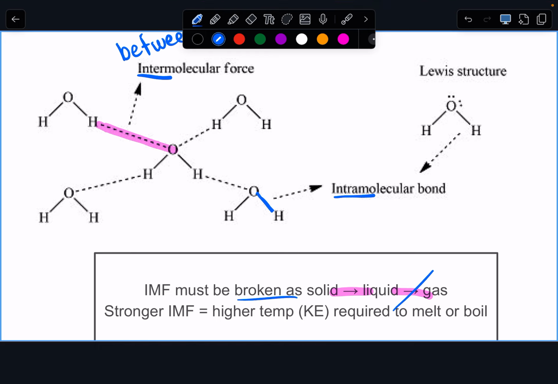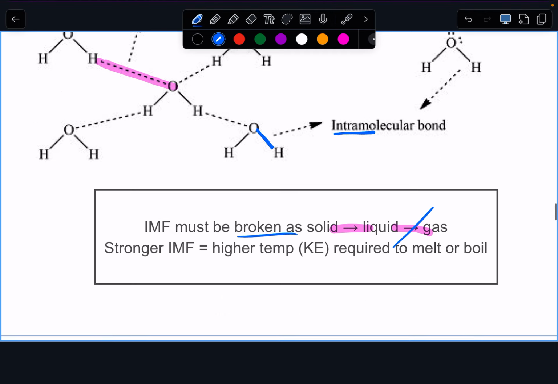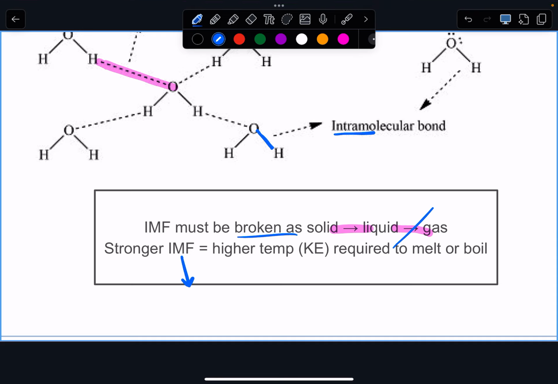Okay, so you're breaking intermolecular forces as we go through those phase changes. The stronger those intermolecular forces are, I kind of missed a point here. The stronger the intermolecular force is, the more energy is going to be required in order to break it.